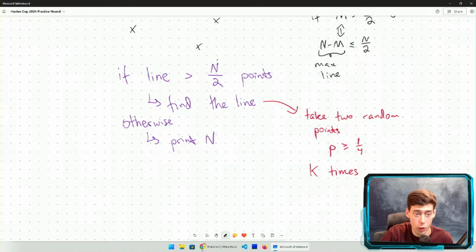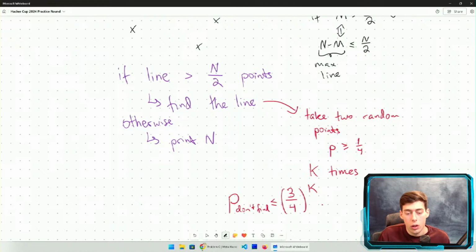If there is a line with more than n over 2 points, the probability that we don't find it is the probability that we don't find it on any of the turns. The probability that we don't find it on a single turn is at most 3/4, and on k turns, it's that to the k. So the probability that we don't find it is less than this. And so if we choose a sufficiently large k, this will be really small.